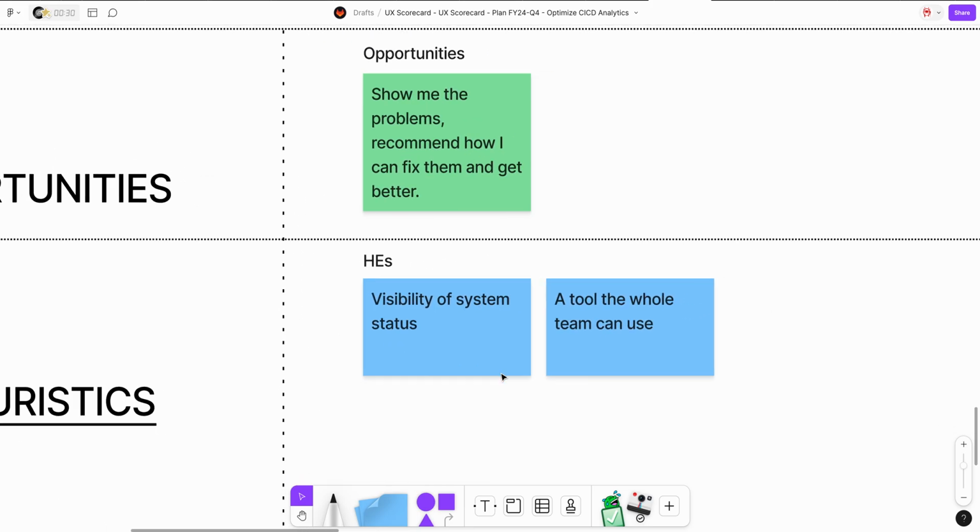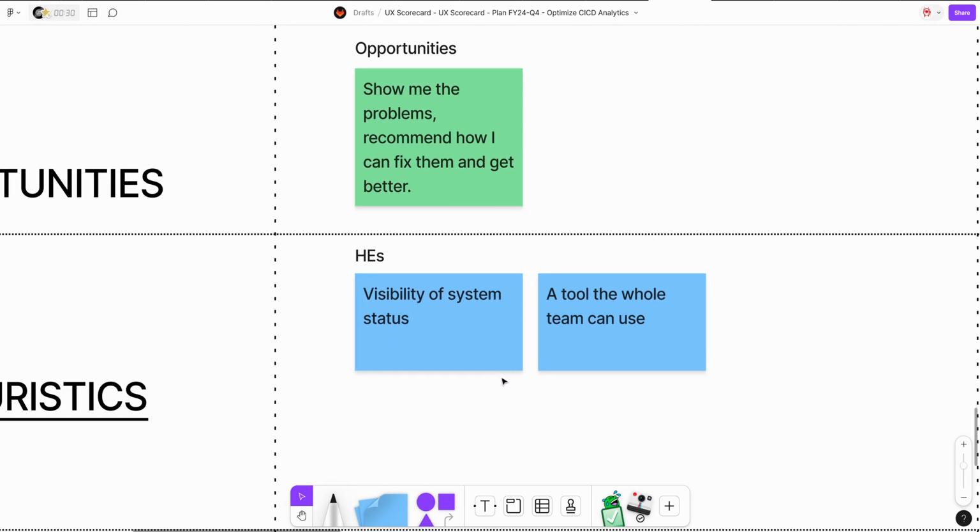The heuristics that I pulled out for this: visibility of system status, and a tool the whole team can use. Visibility of system status, because I think it's missing. There's a lot of potential here, and it's missing those things that can help me understand and interpret the data. A tool the whole team can use, and this gets at the sort of recommend things. Tell me what I'm seeing. Help me understand what I'm seeing.